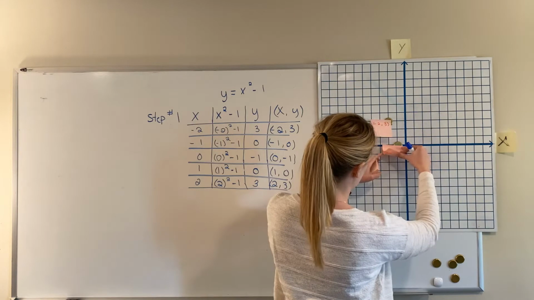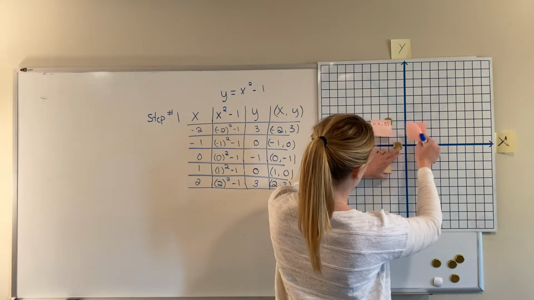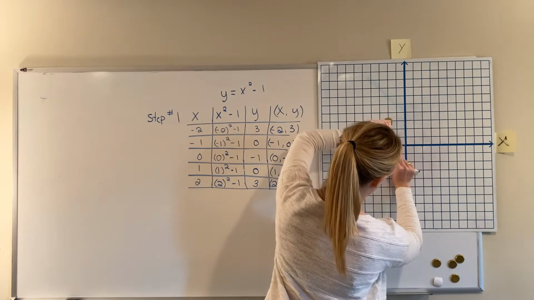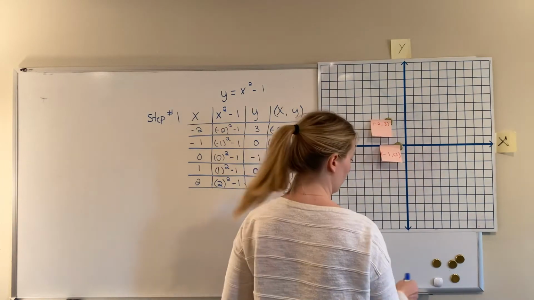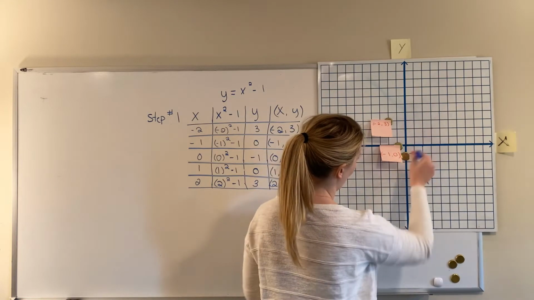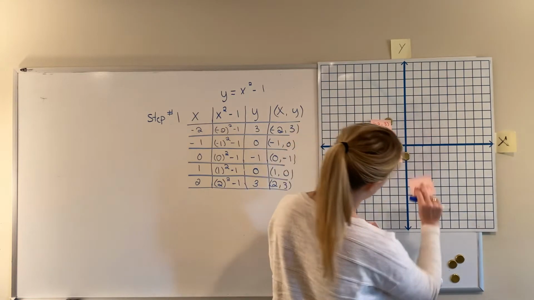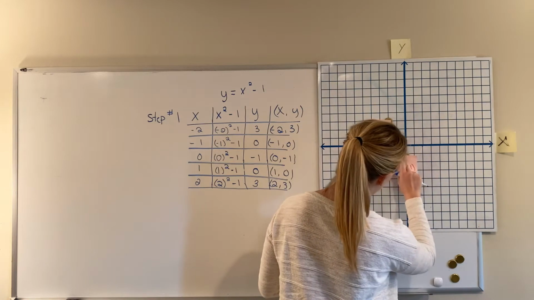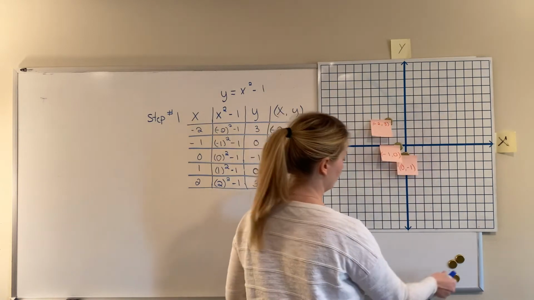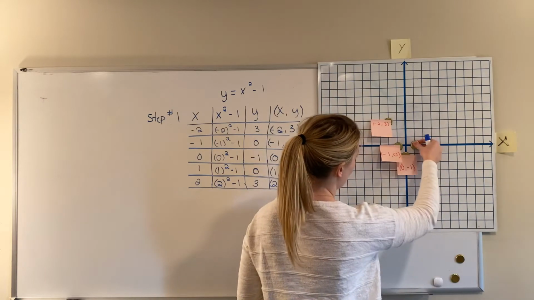I took 2 of my post-it notes. Oops. There. Our middle point is 0, negative 1. So x is 0, but y is negative 1. Boom. That's right there. Then we have 1, 0. So x is 1, y is 0.